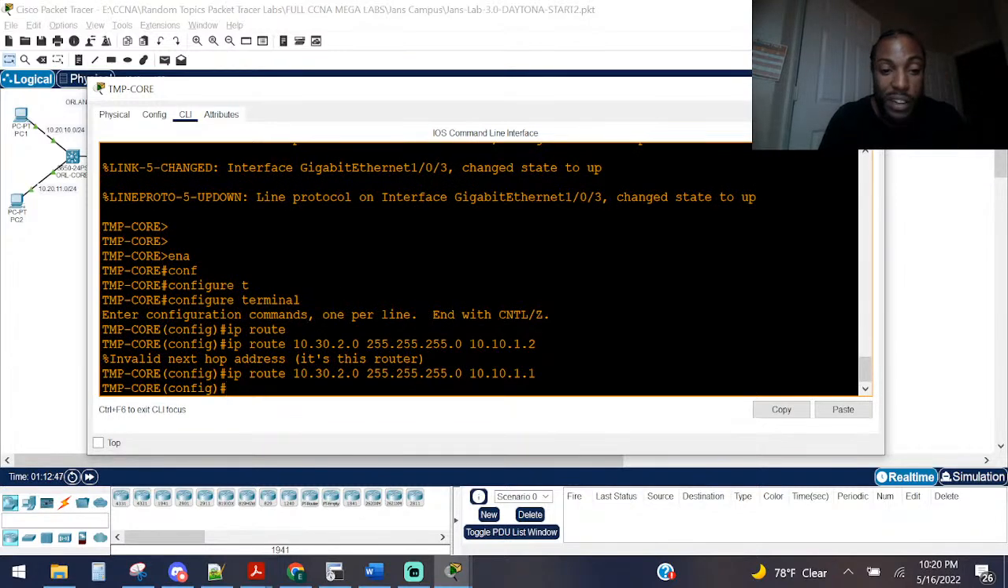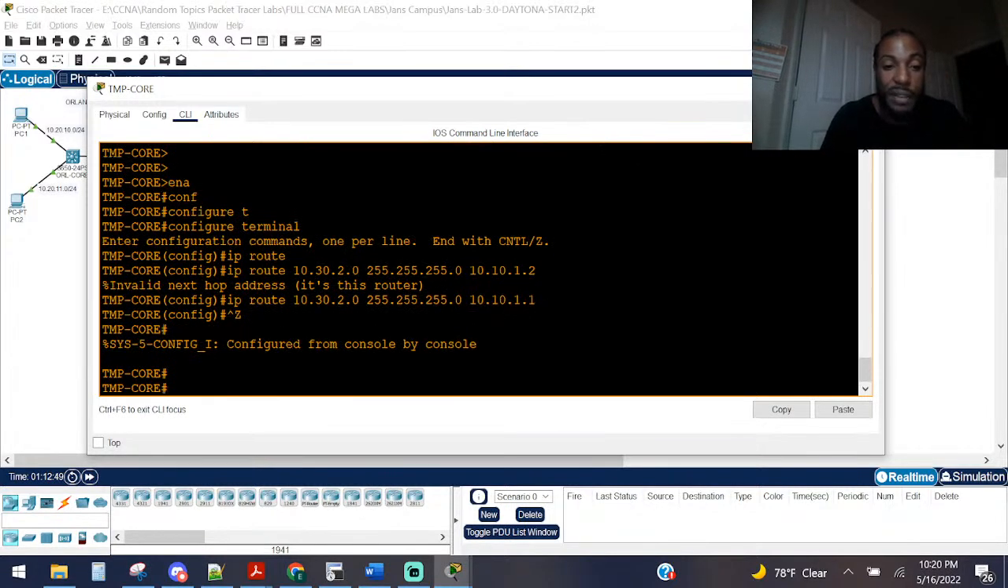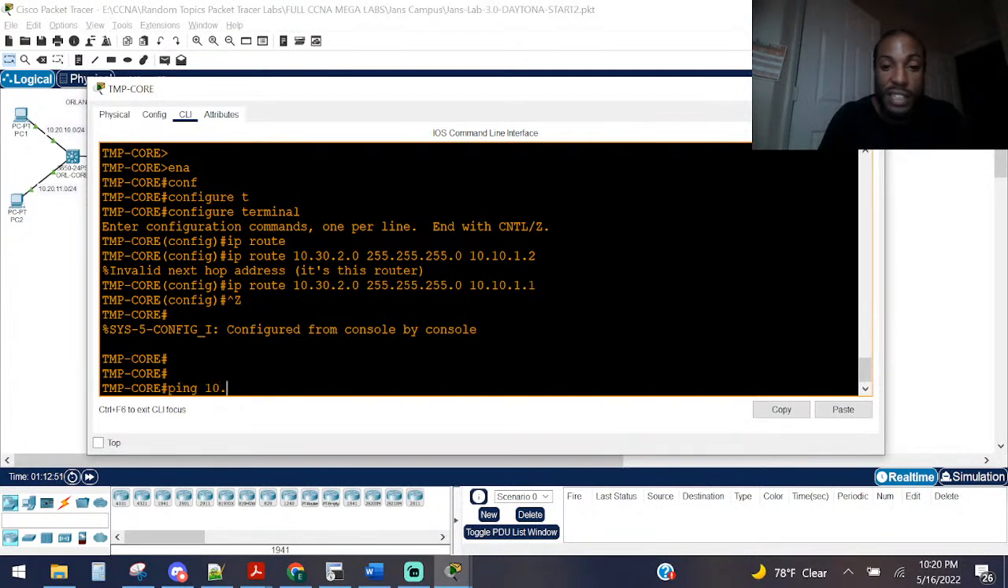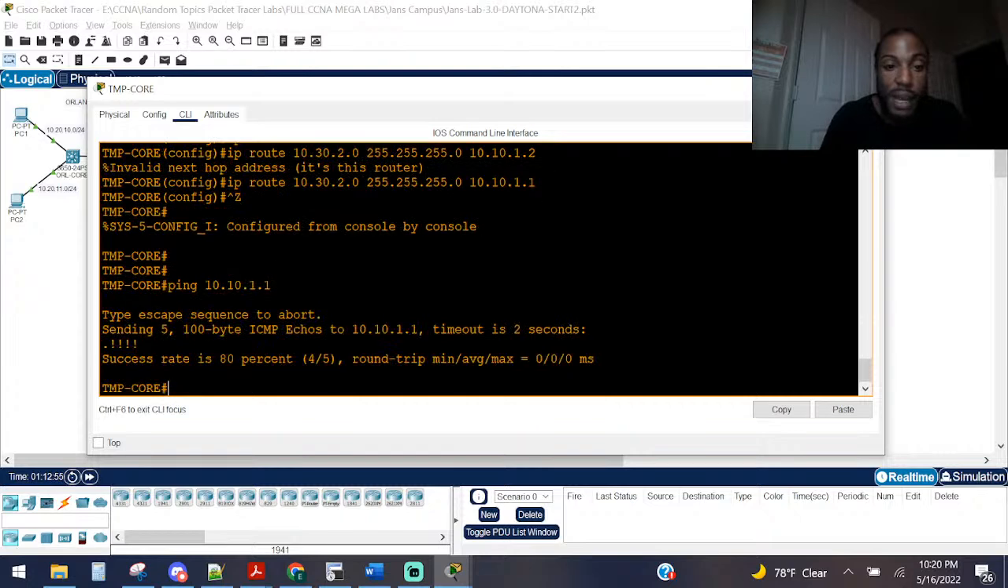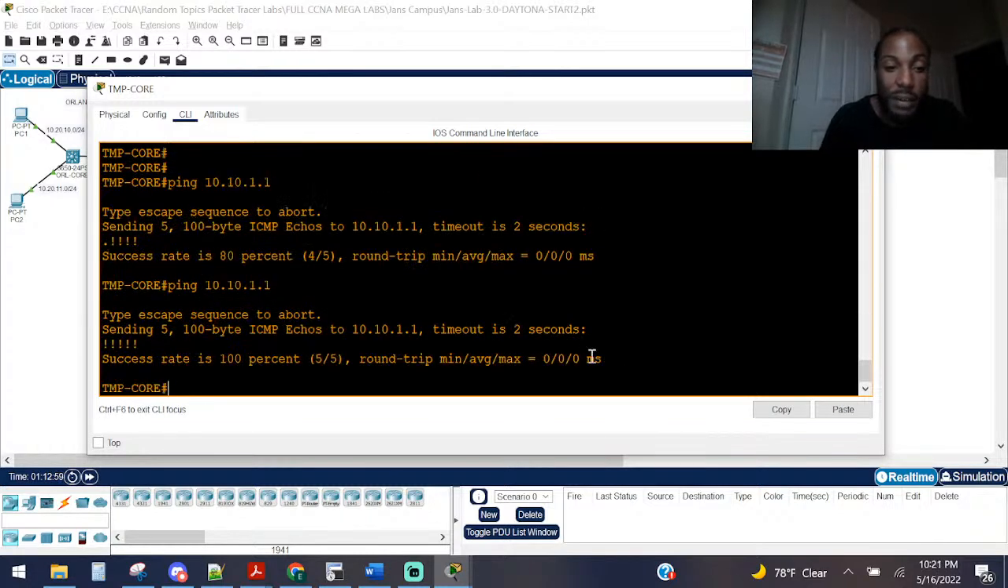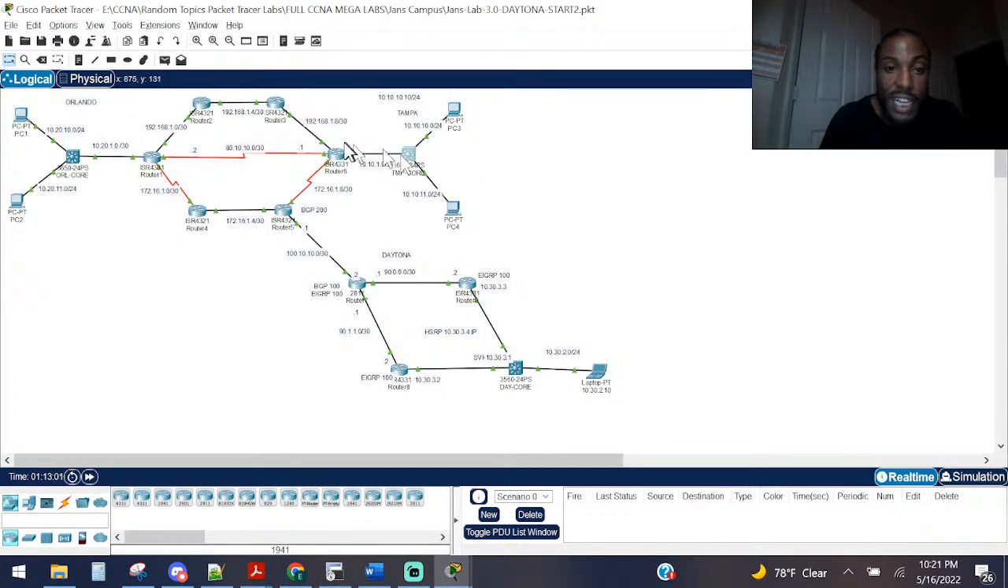Now let's see if we can. We already know we can ping our next hop router, but let's go ahead and do it anyway. Verify, right? Ping 10.10.1.1. We can ping our next hop. Yes, we can. For a second there, he got 80%. Ping it again. Now we got 100%. Let's have him say how to get there. Well, let's see if he can get there.